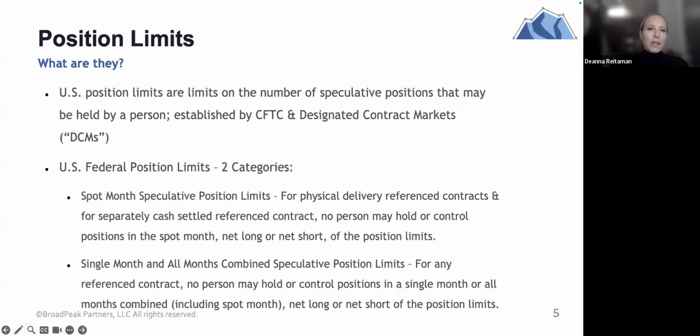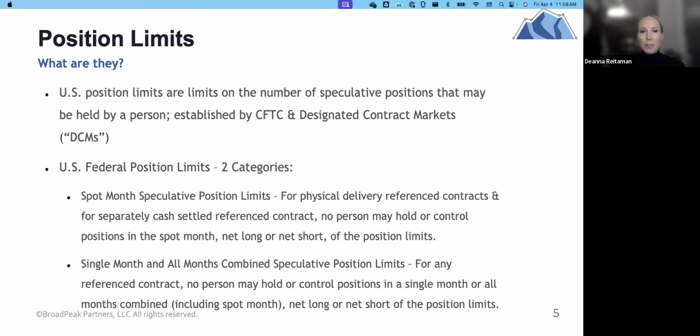So let's just talk about position limits and what they are, just to level set. Okay, so position limits, what are they? I know you're all on here, so you know what they are, but I like to start from the beginning. They are limits on the number of speculative positions that can be held by a person when they're established by the Commodity Futures Trading Commission and also the exchanges or the designated contract markets. Now, the word person, for those that are not lawyers, may seem confusing, but by definition, a person in the regs and the law is an individual, an association, a partnership, a corporation, or a trust. So it literally applies to any entity that you can think of.